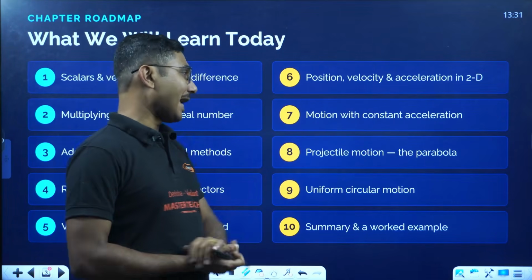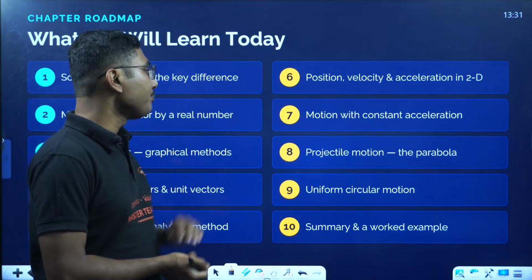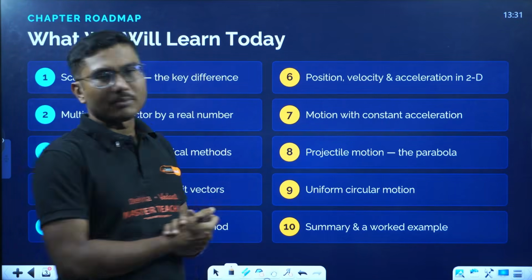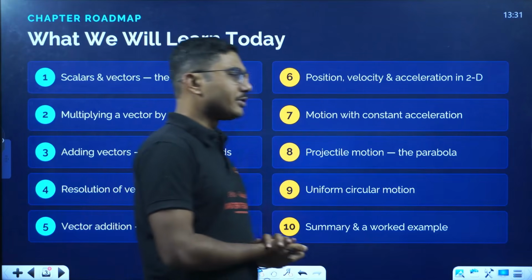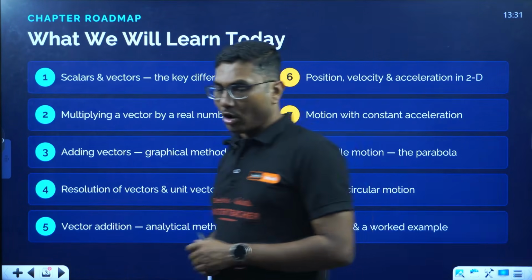Now we will see what to do in 2 dimensions as well. Motion with constant acceleration, projectile motion, the path is a parabola, uniform circular motion, summary, and some worked examples. Some examples we will solve in our session today as well. So this is the main core of today's session.